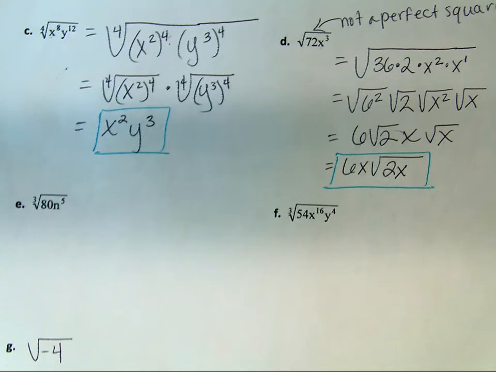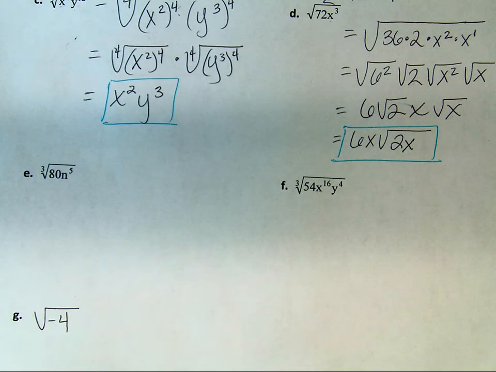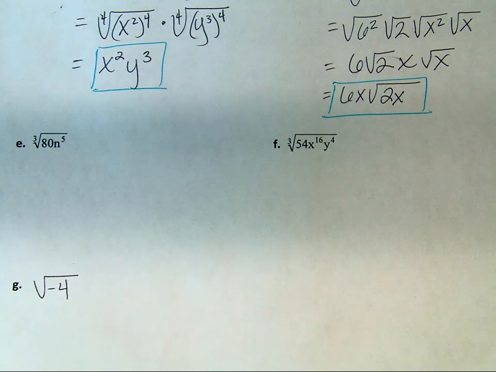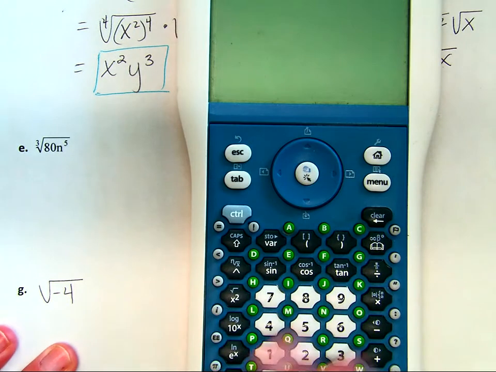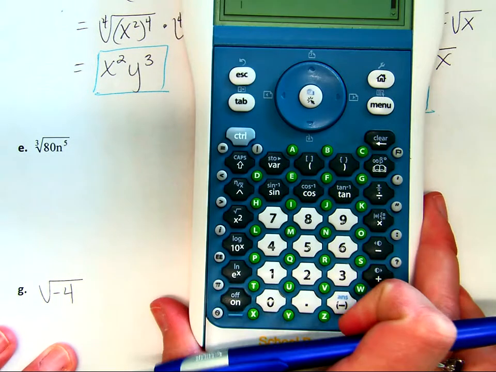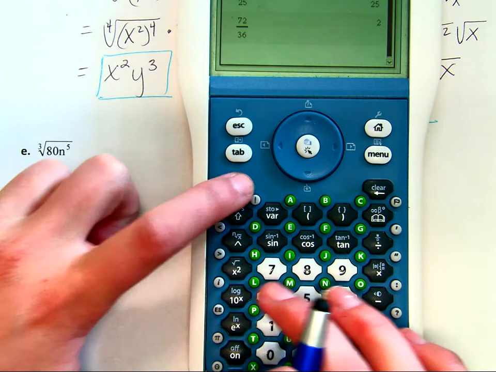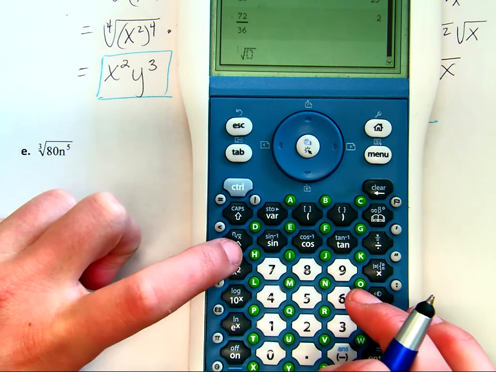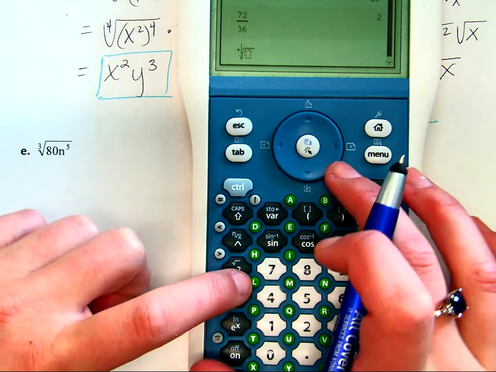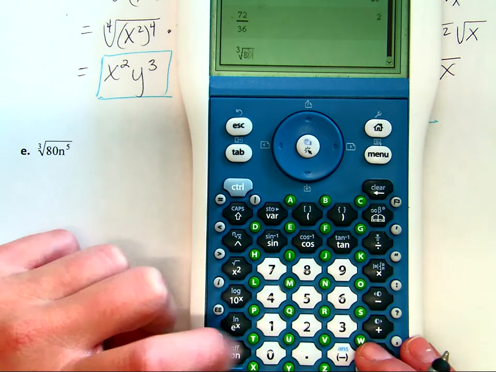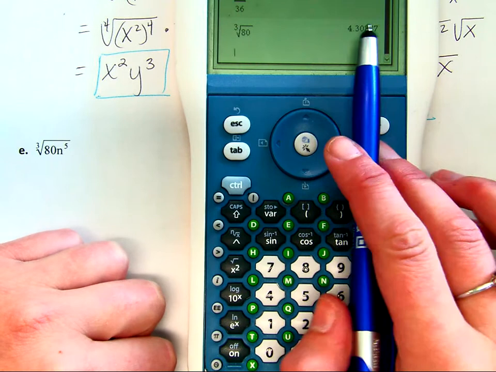Okay, we've got a couple more here. So next I have the cube root of 80 n to the 5th. Okay, so 80, if I check in my calculator, maybe I want to see if that's a perfect cube. So I'll say control, the caret, and then 3, not plus, 3, cube root of 80. Okay, so I get a decimal. That tells me 80 is not a perfect cube.